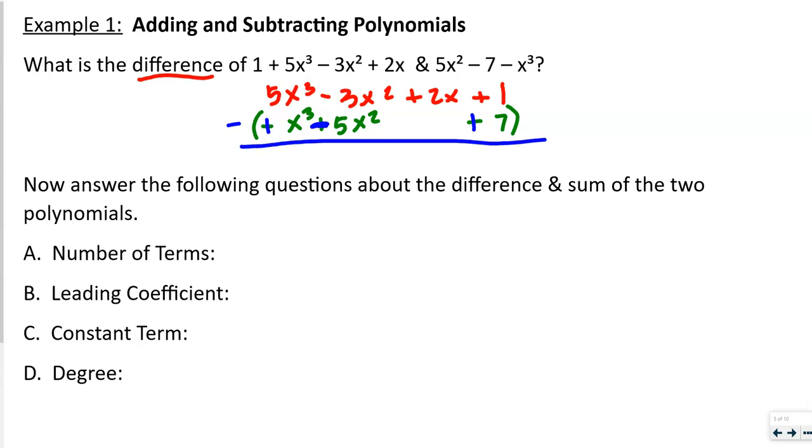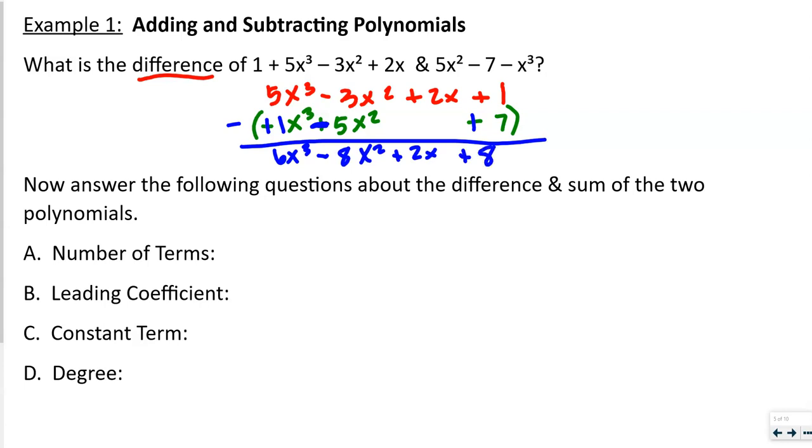So we add 5, and remember there's always a 1 in front of there, so that's going to be 6x to the third. We got 2 negatives. If you combine 2 negatives, you just get a bigger negative, so that's going to be 3 and 5, that's 8, so that's negative 8x squared. Bring down the 2x because there is no other x to the first, and then you add the 1 and the 7, so that's going to be 8.